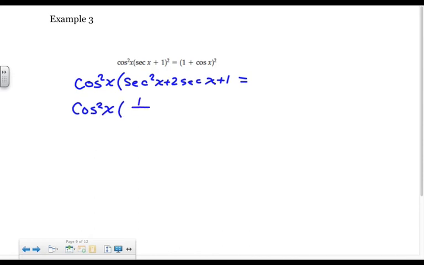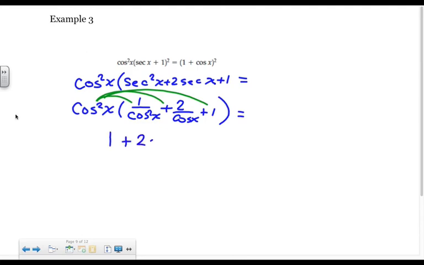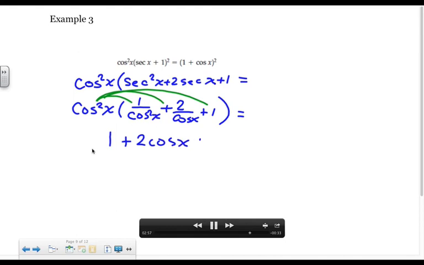Now I'm going to change them to cosines. I'm doing this before I distribute because it's easier, in my opinion. You could do it the other way. So 1 over cosine squared plus 2 over cosine x plus 1. And now I'm going to distribute that cosine squared x. And I get 1, because cosine squared over cosine squared is 1. Okay, cosine squared x over cosine x is cosine x, plus 1.